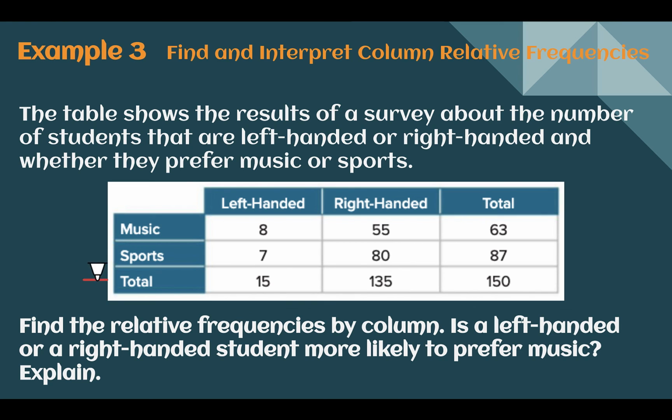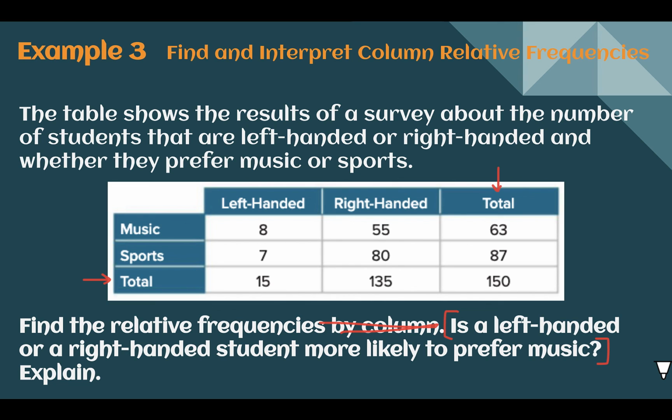Before we end this lesson, I want to go back to the original question for example 3 here. We were given the totals for both parts. Now, ignoring that it tells you to solve the relative frequencies by column, what if it didn't tell you which one to figure out? What if it just asked you this? Is a left-handed or right-handed student more likely to prefer music? How would you know if you're using the row relative frequency or the column relative frequency?